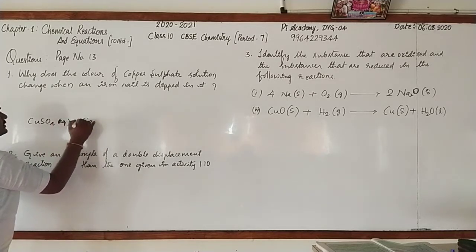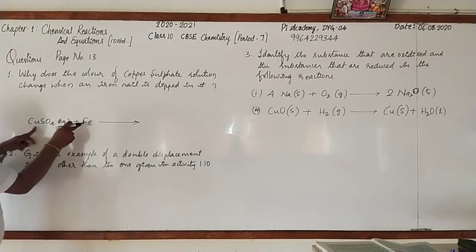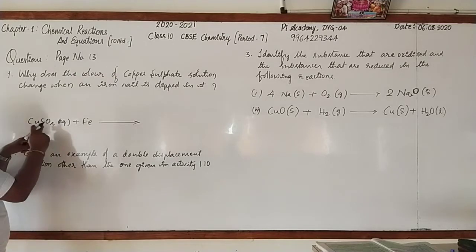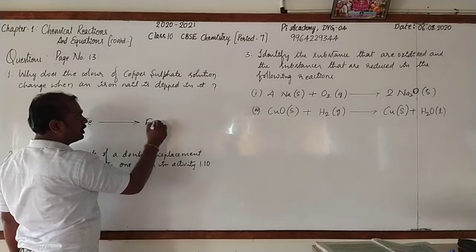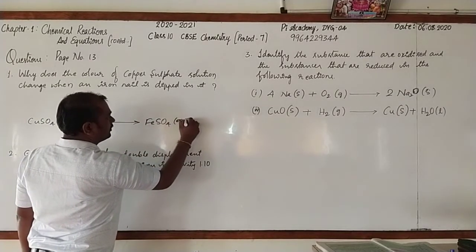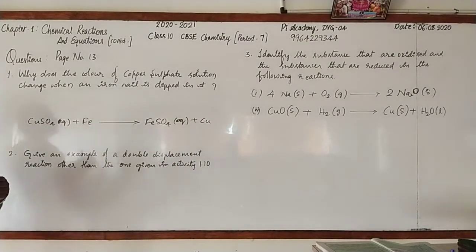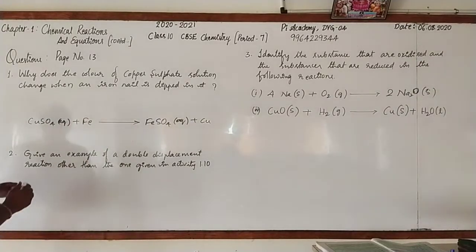When an iron nail is dipped in that, what happens? As iron is more reactive than copper, it displaces copper from copper sulfate and produces a green color solution called FeSO4. Then copper gets separated. That is, on the iron nail there will be a brown coating, which is nothing but copper. Clear? So here I'll write.